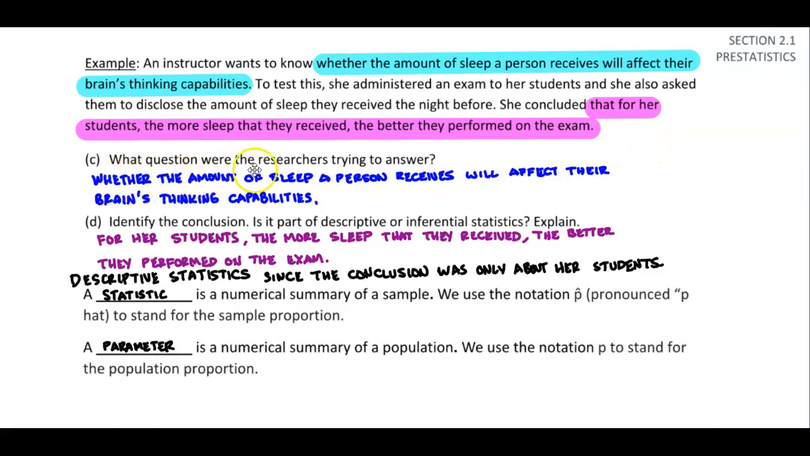So again, what question were the researchers trying to answer? Well, highlighted in blue, whether the amount of sleep a person receives will affect their brain's thinking capabilities. And then we want to identify the conclusion. Well, the conclusion is that for her students, the more sleep that they received, the better they performed on the exam. And then we have to determine whether it's part of descriptive or inferential statistics. And the answer is descriptive statistics, since the conclusion was only about her students.